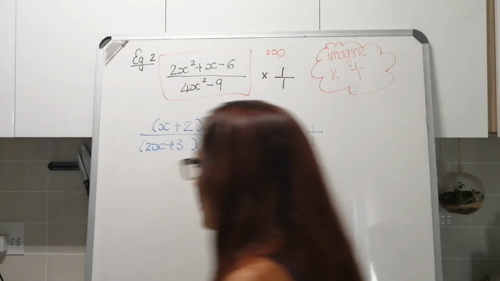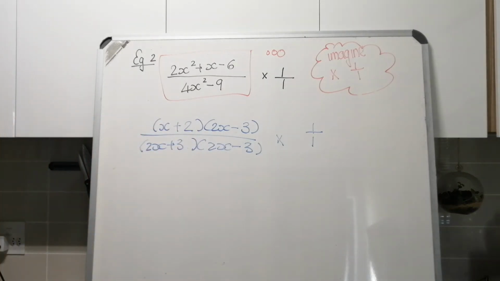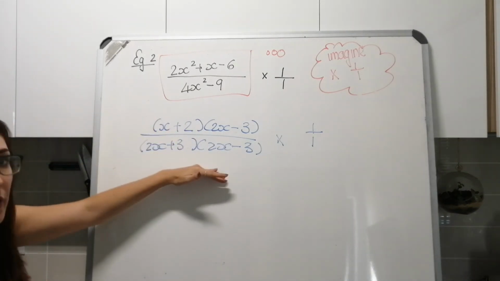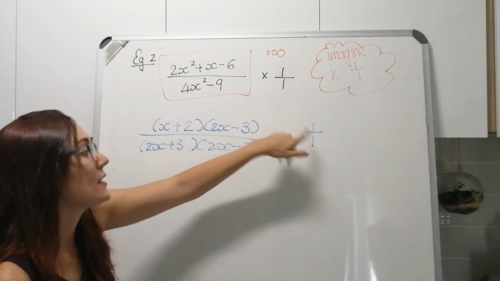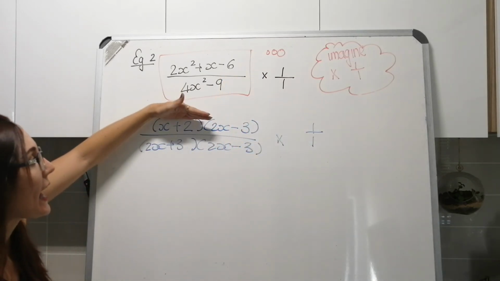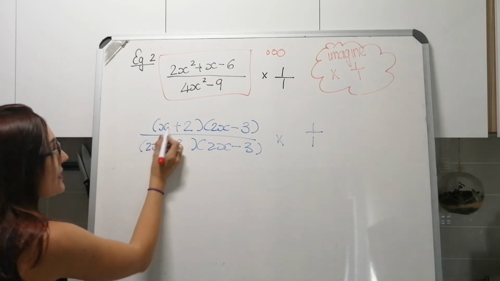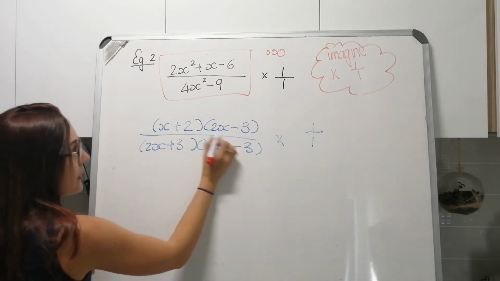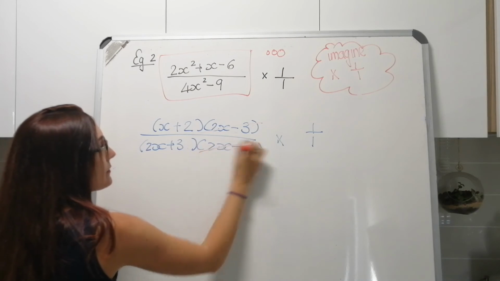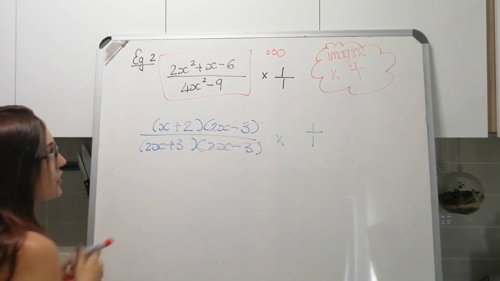Okay, and now we cross simplify just as we would normally, any top with any bottom, hey? So even though these are both 1s and they're not going to help me with the cross simplifying, I can cross simplify in the same fraction. So x plus 2, there's no x plus 2 at the bottom. 2x minus 3, there is 1. 2x plus 2, that's got to stay.